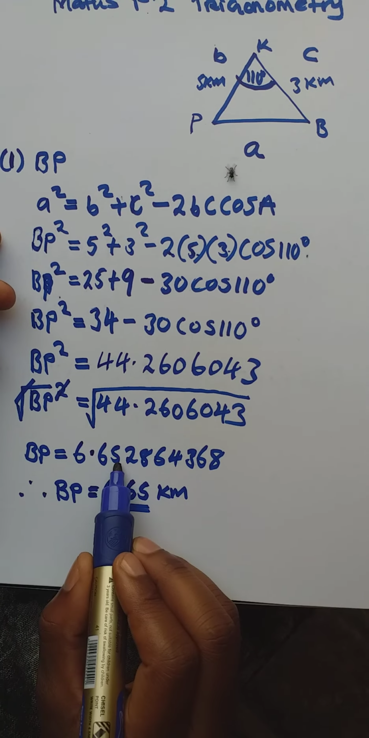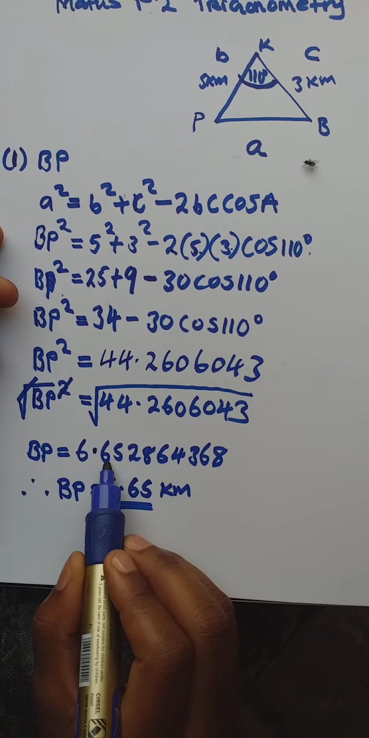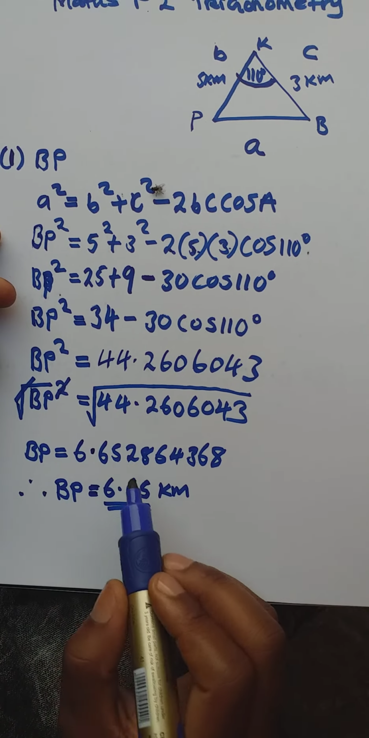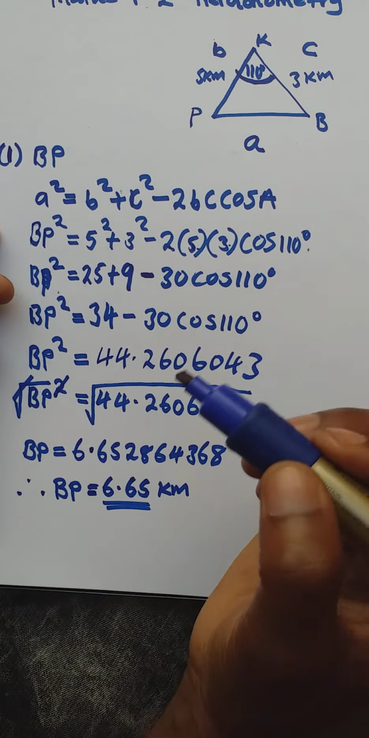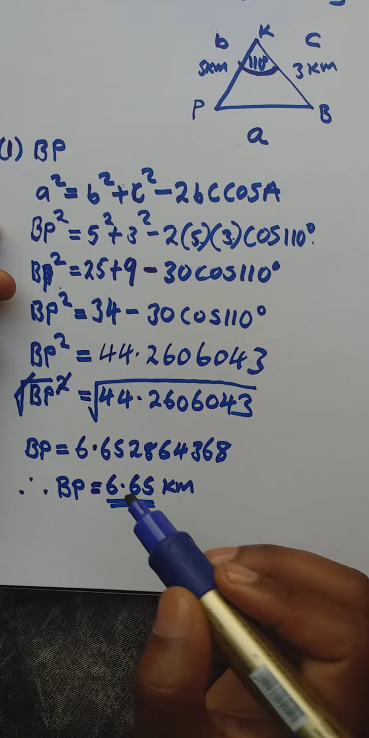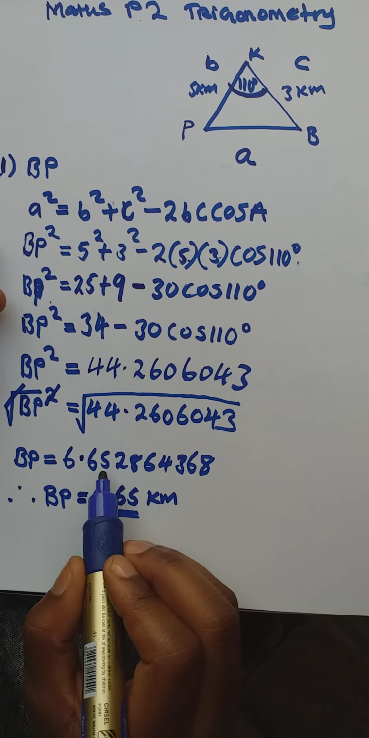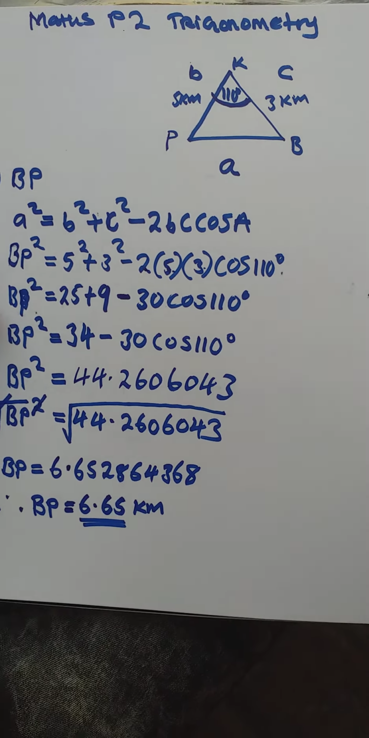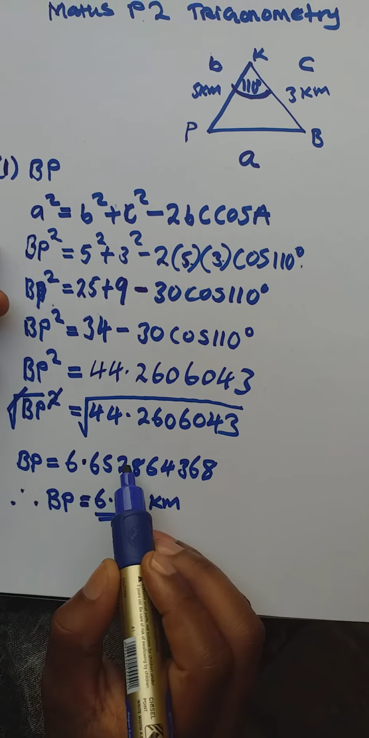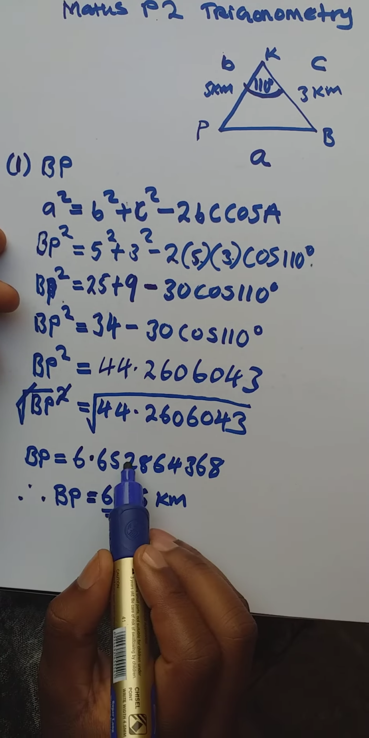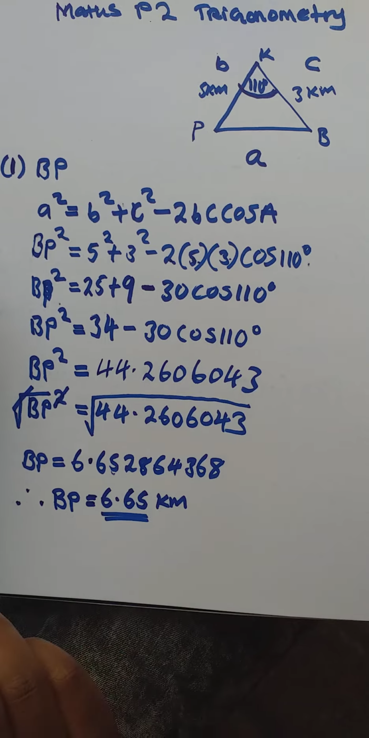We are ending with 3 numbers, but before getting these 3 numbers, we check whether the next number is 5 or above, or below. If it's below 5, we don't add anything, we just exclude the other numbers. But if it's 5 or greater, you need to add 1 before you remove the rest of the numbers.